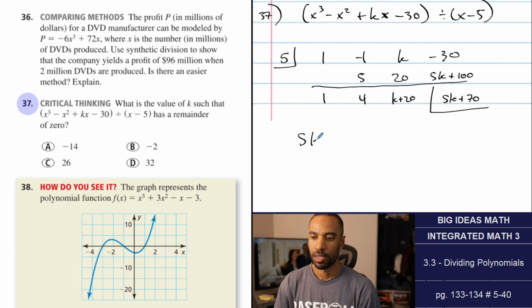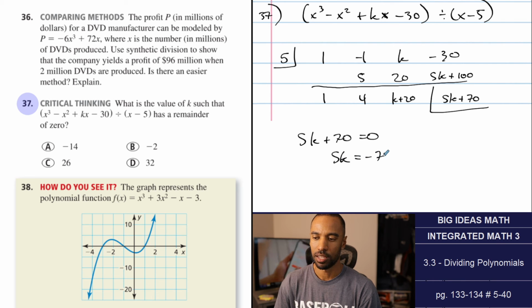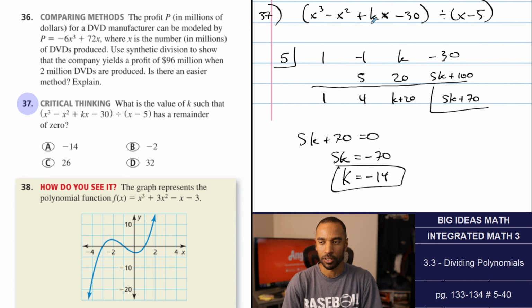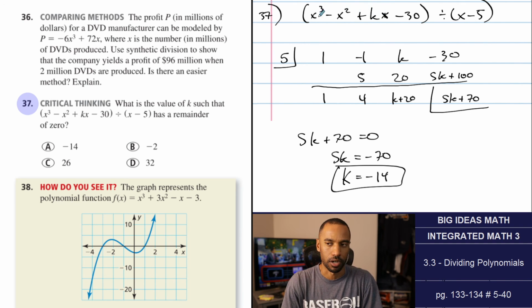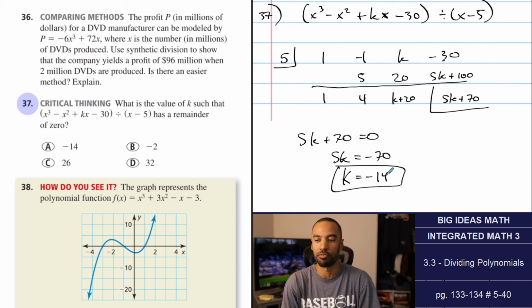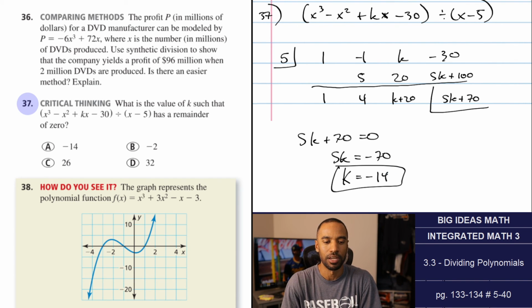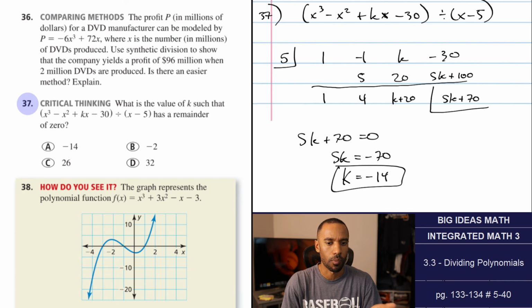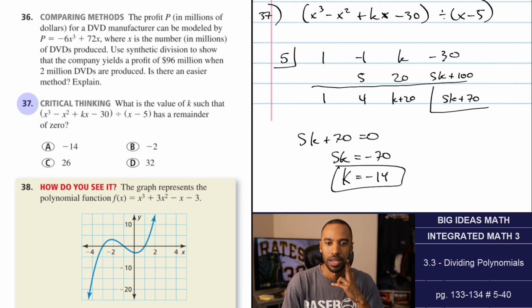So if 5k plus 70 equals 0, 5k is negative 70. Therefore, k equals negative 14. That's the value of k that we want. Which means that's what goes in here: x cubed minus x squared minus 14x minus 30. That would give you a constant of 6, and all that stuff would be involved. But negative 14 is the k value that you want, and that's just a result of using synthetic division the way it was presented.